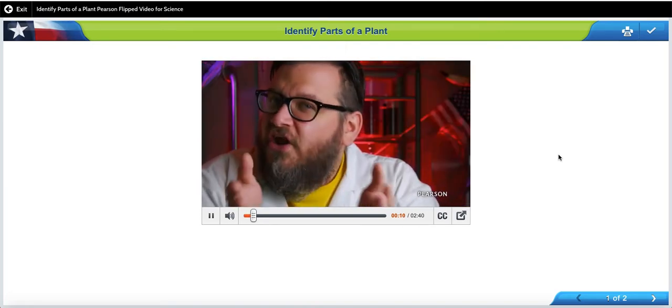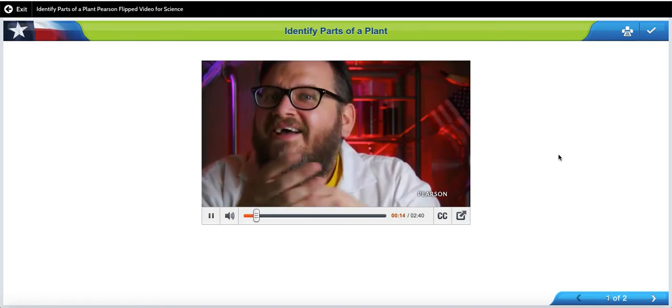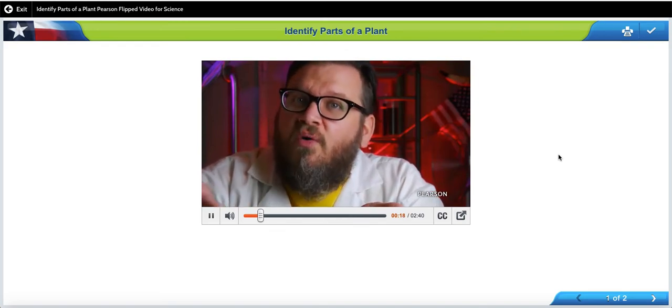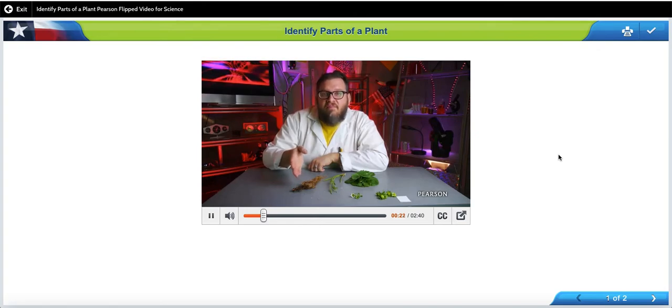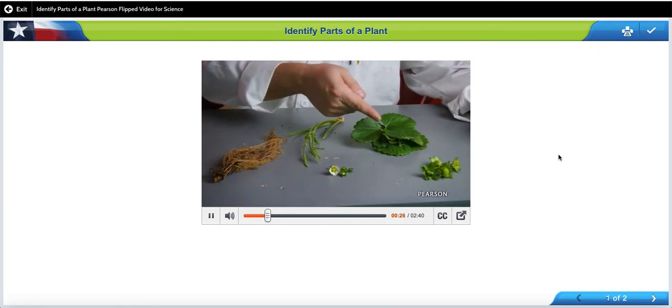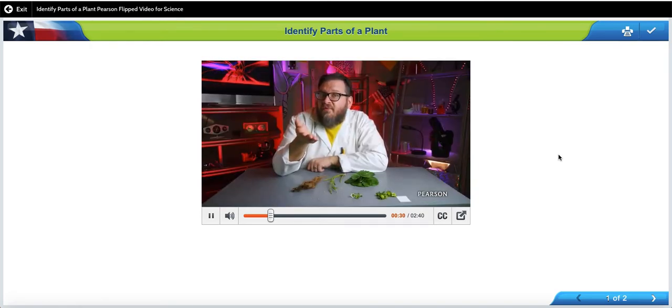Welcome back. Do you know the different parts of a plant? Well, today you're going to learn them. It's important to understand how the different parts of a plant help it to grow and survive. In front of me, I have all of the parts of a plant: roots, stems, leaves, flowers, and fruits. Let's use what we know about each part to build a plant.